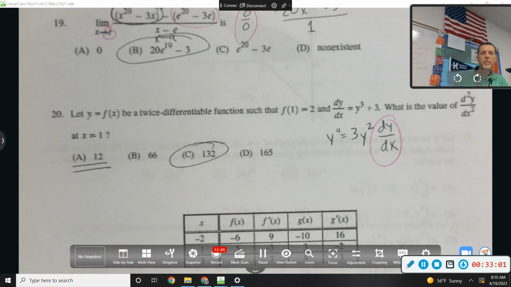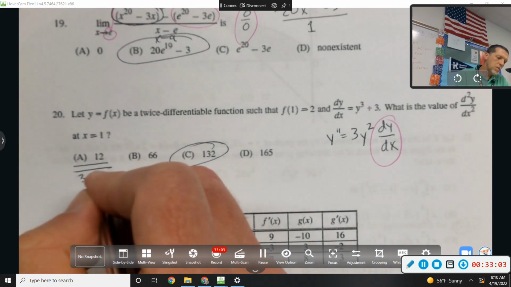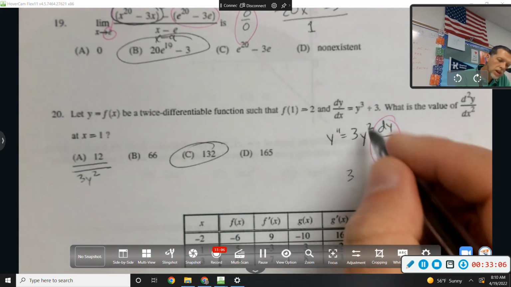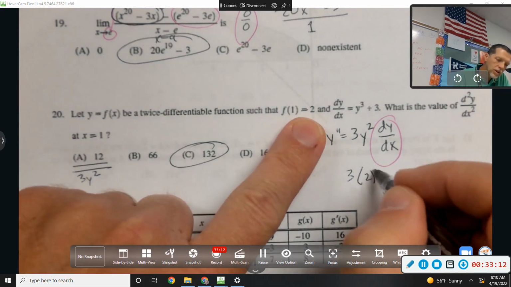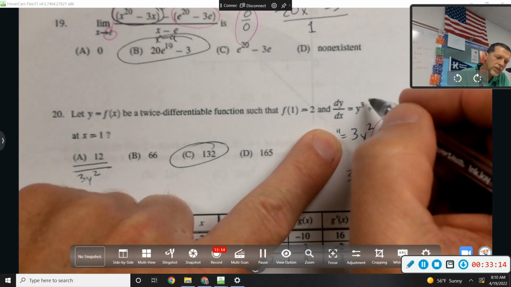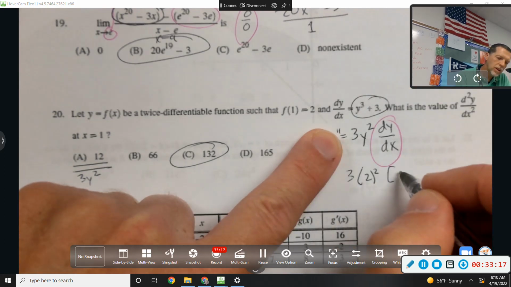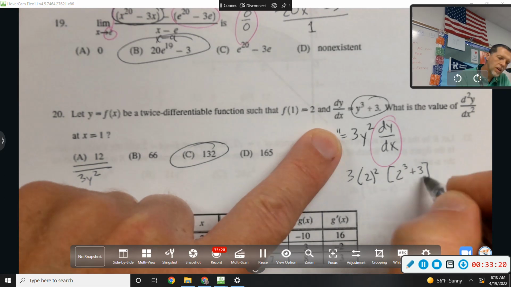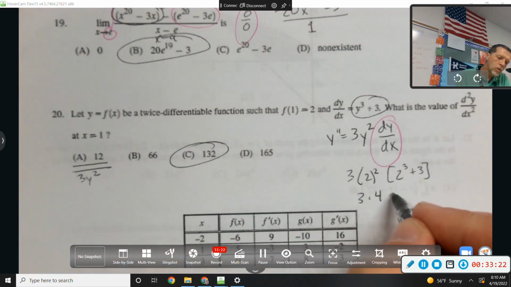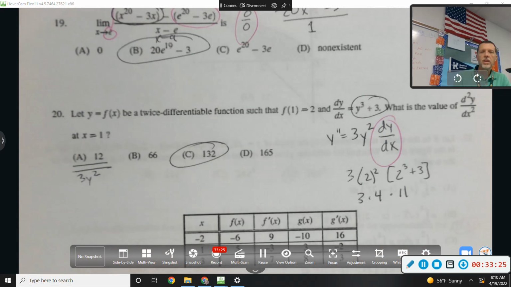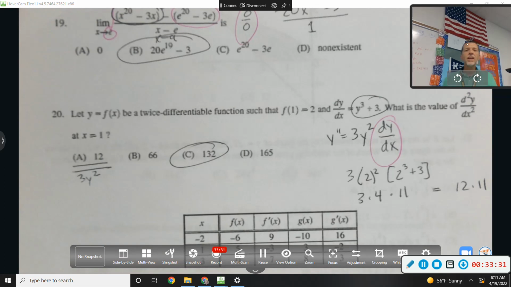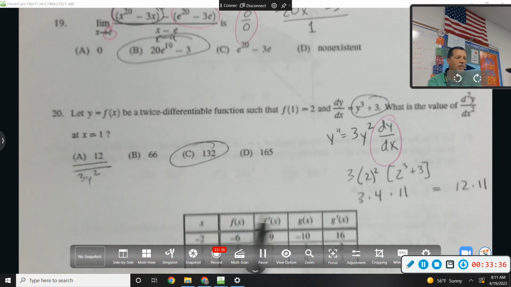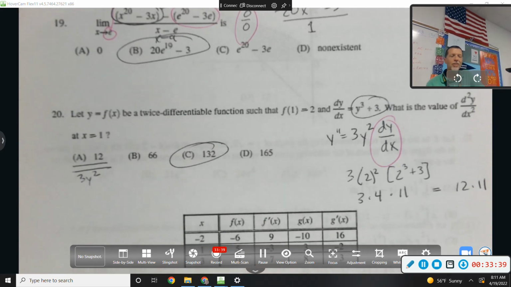Wait, could you please do that one all the way? Yeah. So you're good up to here. The y is 2. For dy dx, I have an expression for it: y cubed plus 3. So 2 cubed plus 3. So 3 times 4 times 11. That's not the easiest, but 12 times 11, and even if you don't remember your times tables perfectly, you look at your answer choices, and maybe you remember back in 3rd grade that 12 times 11 is 132, because it's not any of the others.